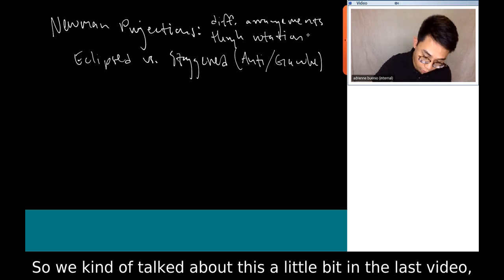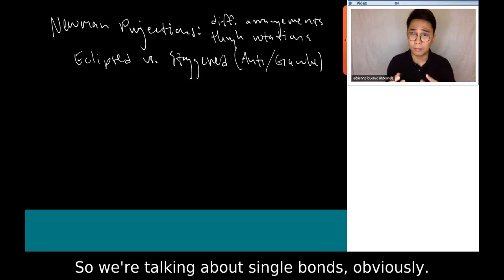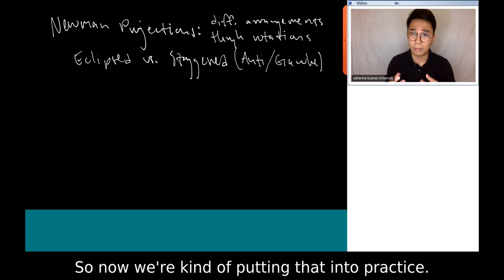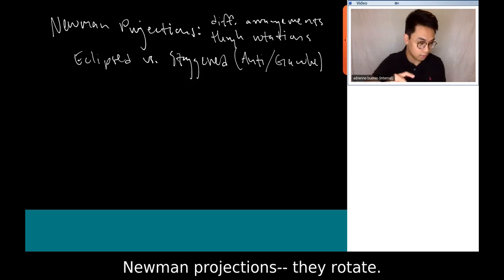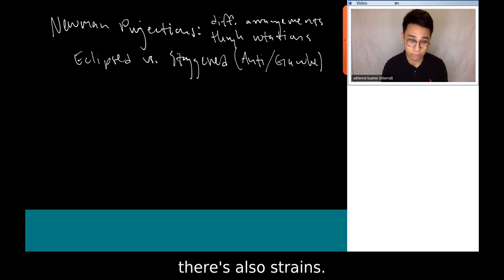So we kind of talked about this a little bit in the last video, how double bonds can't rotate, but single bonds do. So we're talking about single bonds, obviously, so they can rotate, right? So now we're kind of putting that into practice. Newman projections, they rotate. So through rotations in single bonds, and with that, there's also strain, right?